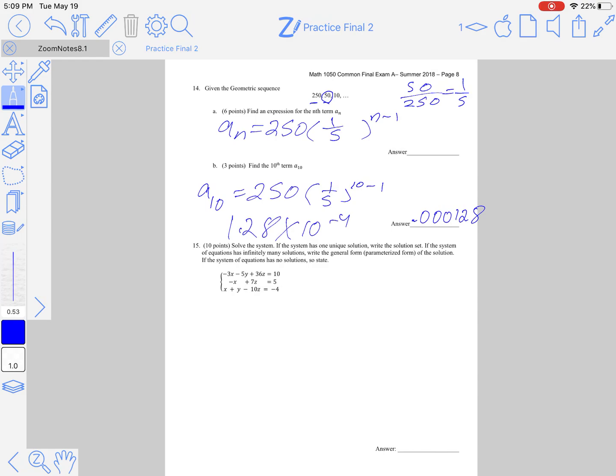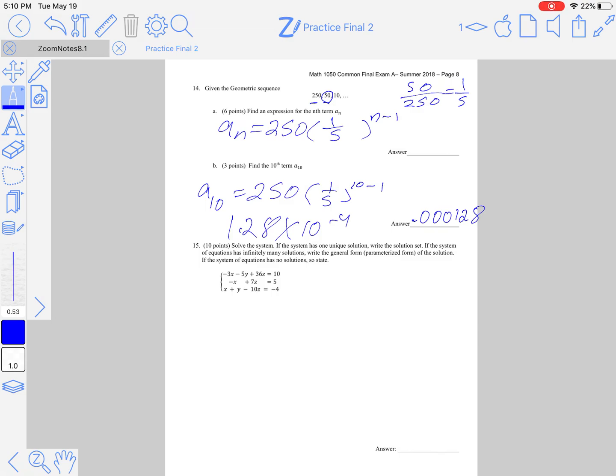So, there you go. 15, solve the system of equations. If the system has one unique solution, write the solution set. If the system has infinite solutions, write infinite. If the system of equations has no solutions, then state that. Okay, there we go. You got a couple different ways you can solve this thing.